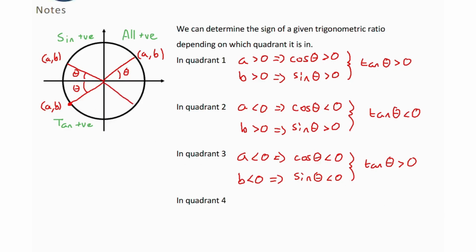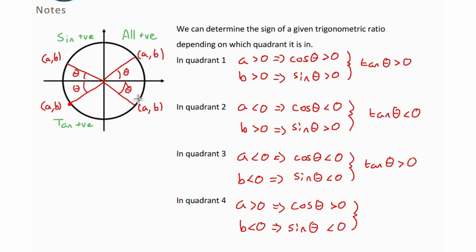And finally, in quadrant 4, where this angle is theta and this is A, B, we have that A is positive now because we're back into the positive x values. So that means that cos theta is positive. B is negative because we are below the x-axis. So that means that sine theta is negative. And the gradient is negative. So tan theta is negative. That means in this quadrant, only cos is positive.